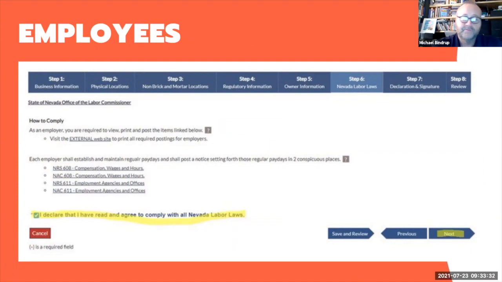Like it says here, each employer shall establish and maintain regular pay days and shall post a notice for those pay days. Anybody who's worked a job knows there's a posting place that tells you how often you get paid. It talks about workers' compensation if you're injured on the job. There are posters and flyers that need to be posted in a public place for your employees to see and read. All that can be found on the Nevada Labor Commissioner website.